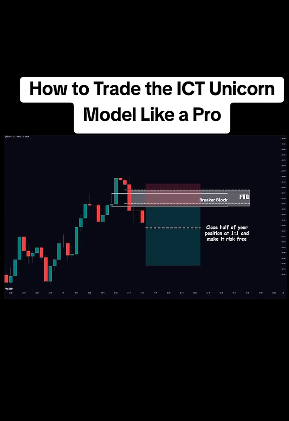This way, even if the price reverses and hits your stop loss, you won't lose money. At the same time, you can let the remaining position run in profits without the stress, as your trade is now risk-free.